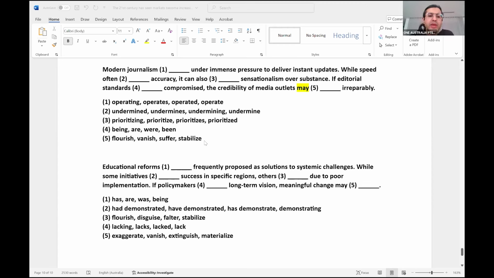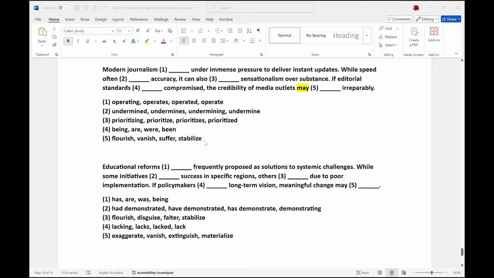If policymakers dash long-term vision, lack, without S, correct? Because makers is with S, so the verb will be without S. Plural noun, plural verb. Meaningful change may dash. Materialize.